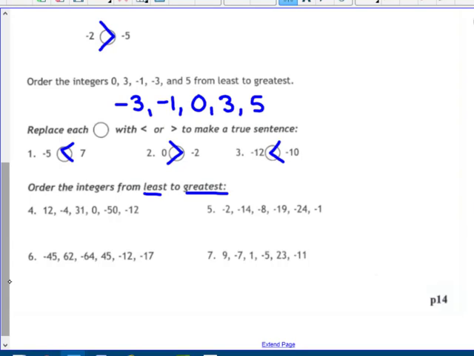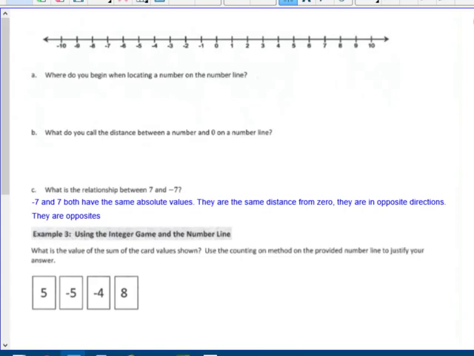Let's go to the next page. Make sure you answered those questions. So we have a large number line up there. It goes from -10 to +10. It says, where do you begin when locating a number on the number line? So you always start at 0. Always start at 0.